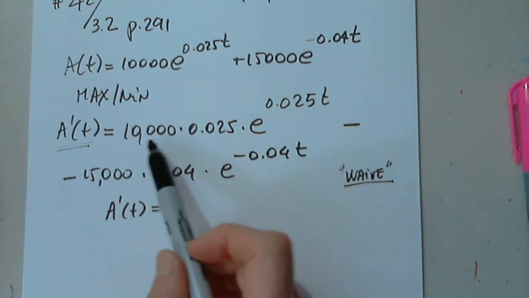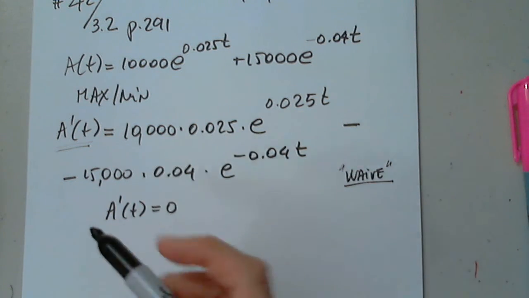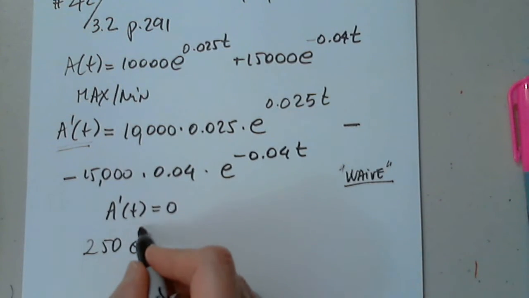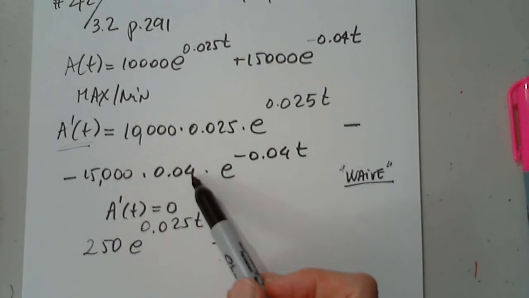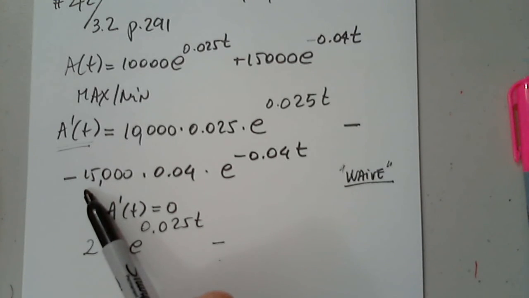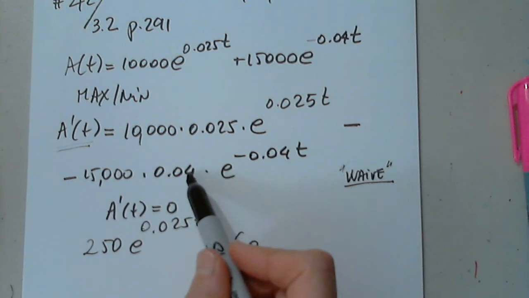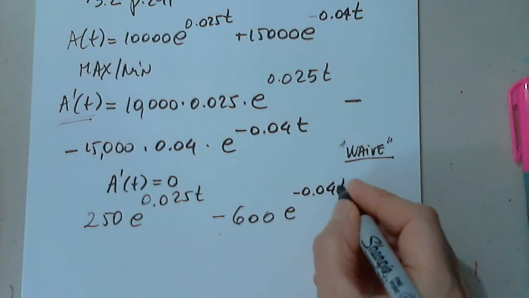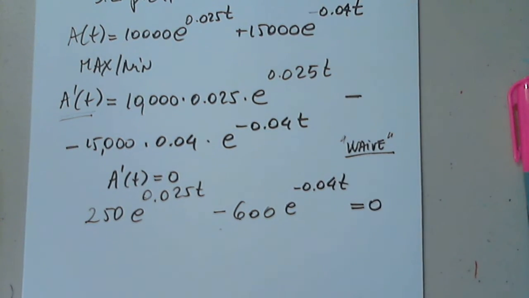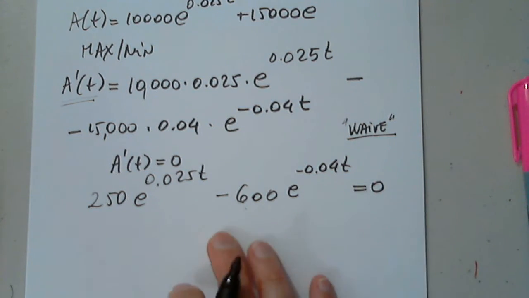So first of all, we have to multiply these. So I'm multiplying 1, 2, 3, 4. So this is 250 e to 0.025t minus, so 4 times 15 is 60. I have 3 zeros, but 2 will go away. So 600, e to negative 0.04t equals 0. So the difficult part is here, the algebra, and solving this equation.